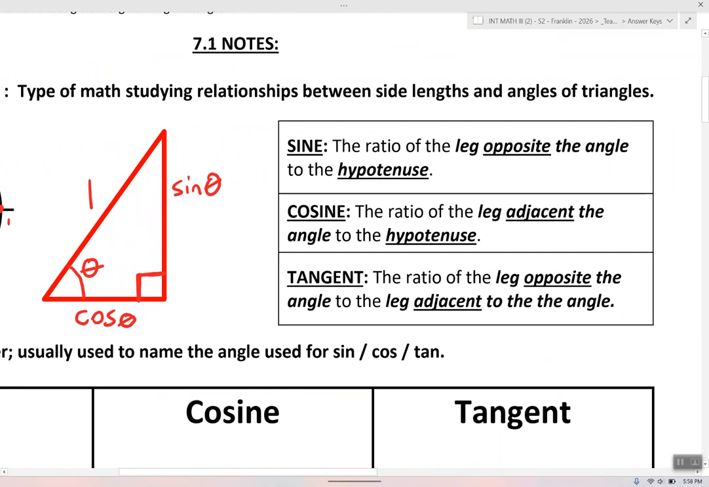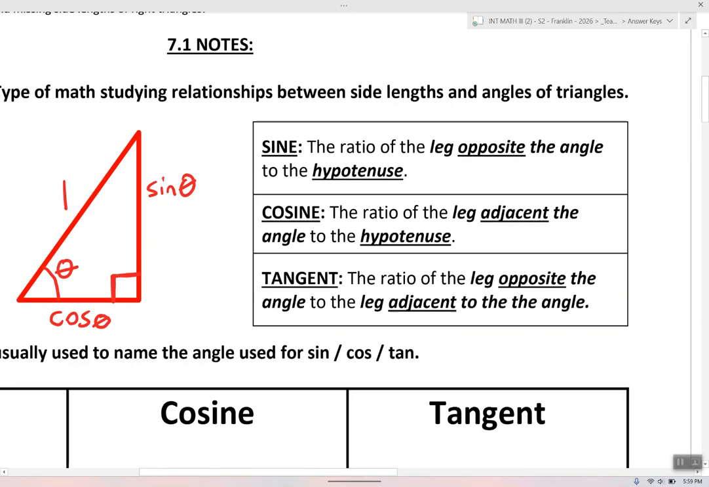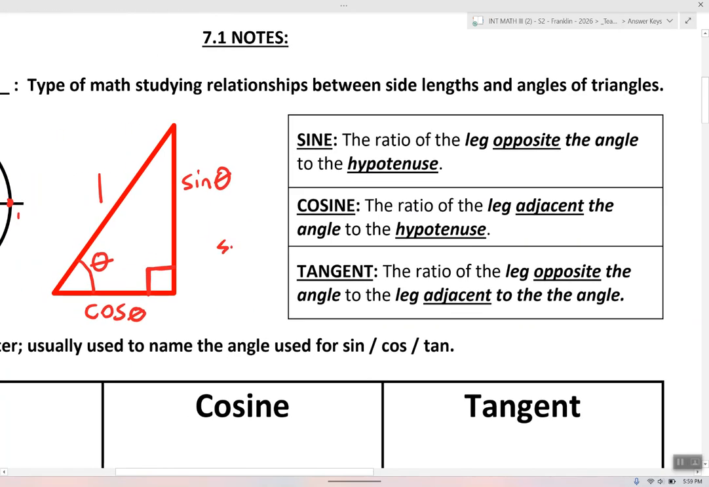And then tangent is the ratio of the leg opposite the angle to the leg adjacent to the angle. So it really is like sine theta over cosine theta. It's just those two numbers as a fraction. So tangent would be sine theta over cosine theta. That would be the tangent.